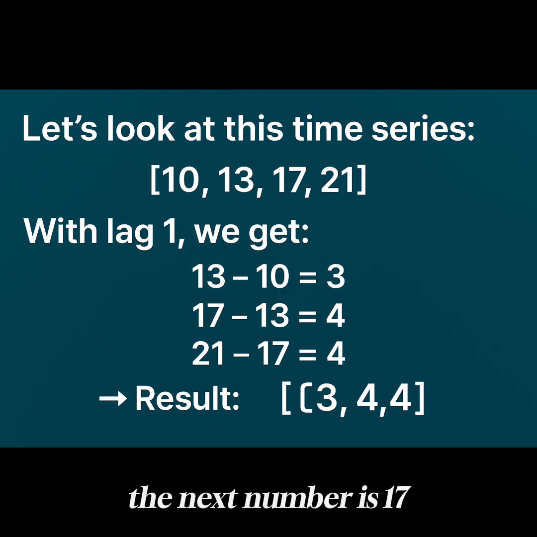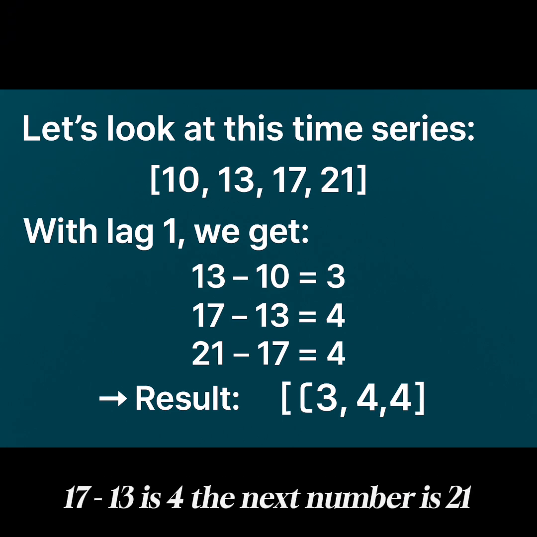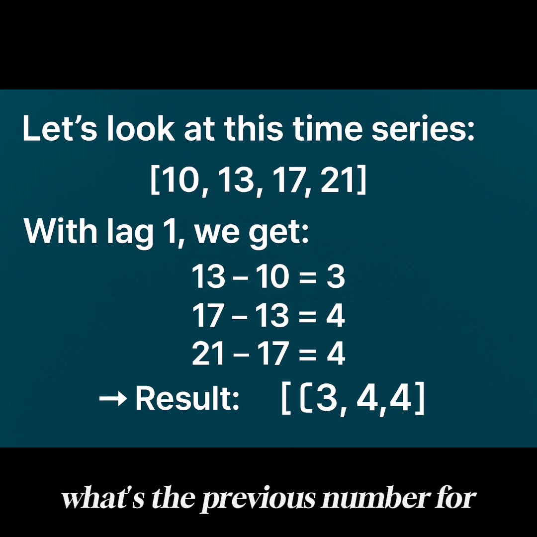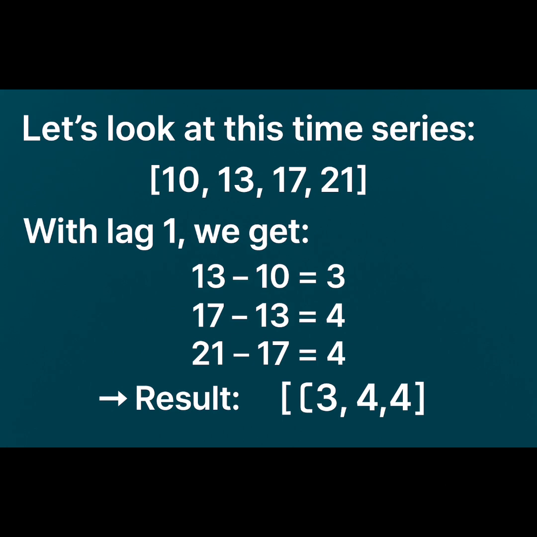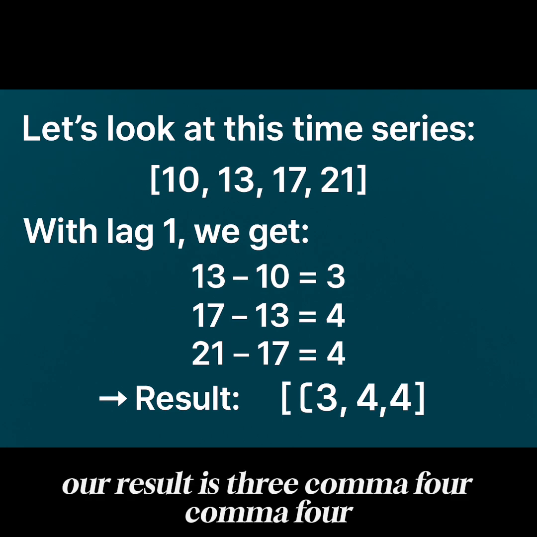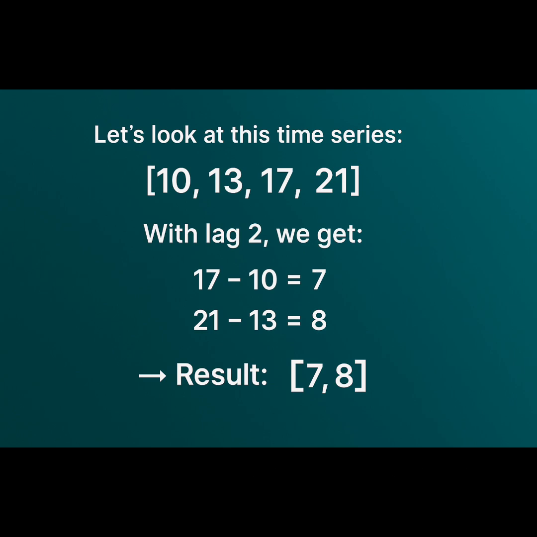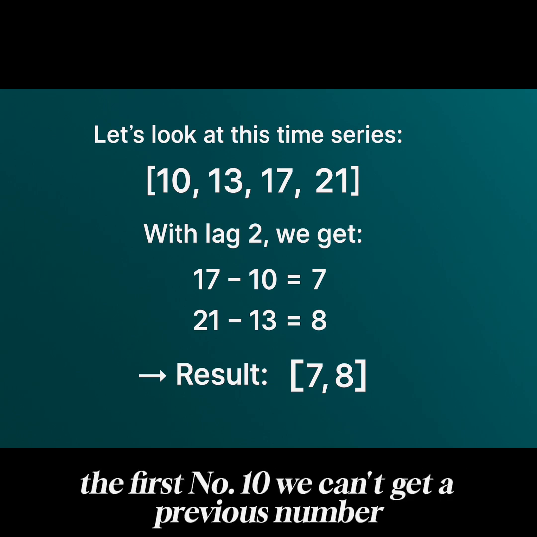Then the next number is 17. What's the previous number for 17? It's 13. 17 minus 13 is 4. The next number is 21. What's the previous number for 21? It's 17, which is 21 minus 17, which is 4. Hence, our result is 3, 4, 4. This same series, if we are using it in lag 2, the first number 10, we can't get the previous number.